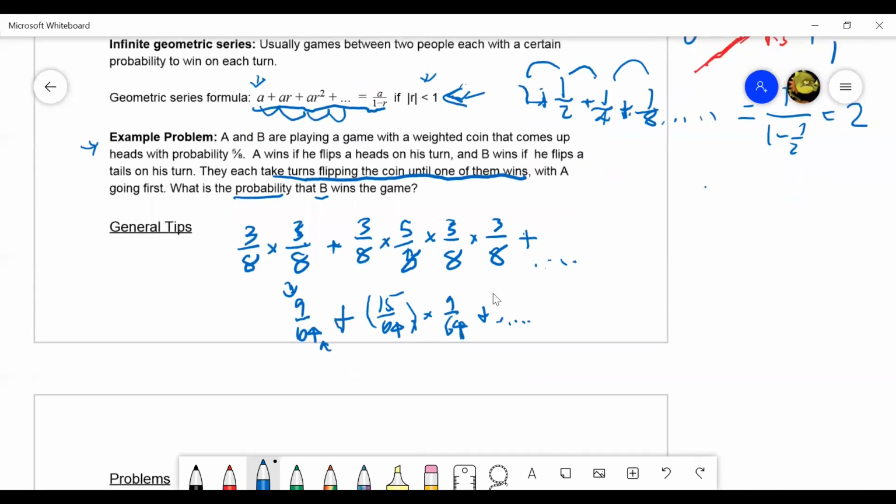So yeah, if you do want to follow along or anything like that, you can always see them there. Now you can just simply plug into the formula A over 1 minus R. So A in this case is 9 over 64, and R is 15 over 64. So it's 9 over 64 over 1 minus 15 over 64. And this is just 9 over 64 over 49 over 64. So it's equal to 9 over 49.